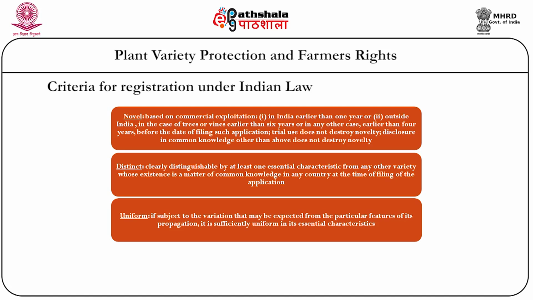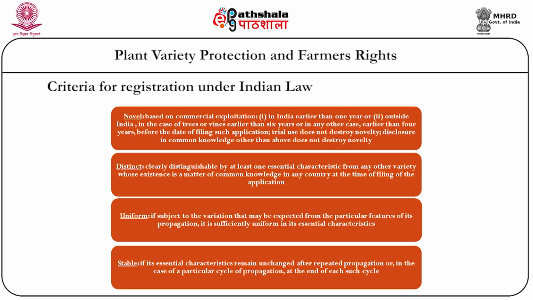A variety is uniform if, subject to the variation that may be expected from the particular features of propagation, it sufficiently stays uniform in its essential characteristics. Hence, distinctness and uniformity are two different criteria. Stability is another criterion, which is met if its essential characteristics remain unchanged after repeated propagation, or in the case of a particular cycle of propagation, at the end of such cycle.